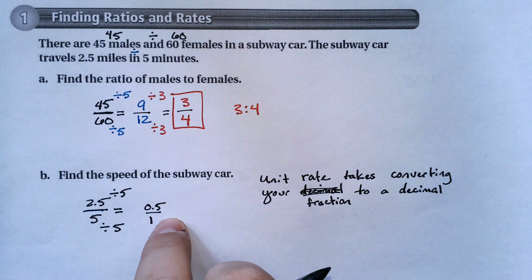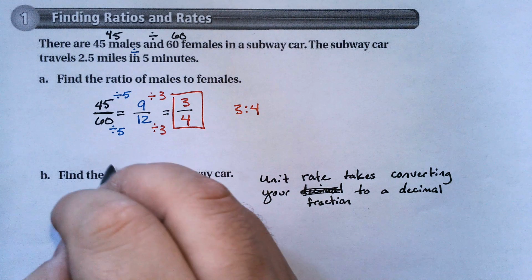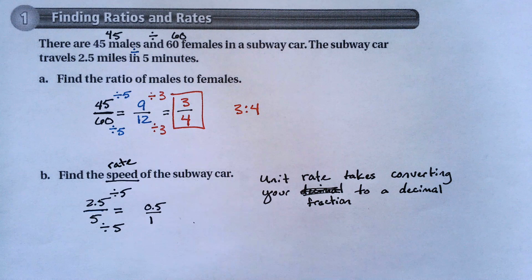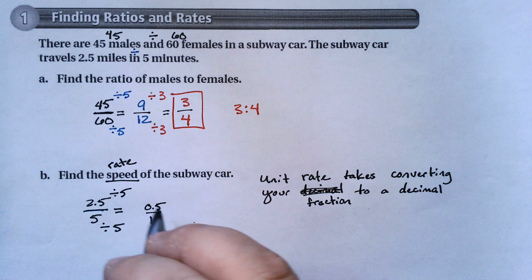So here is my ratio. The thing is, when you see the word speed, it always means give me an answer and a rate. Well, why doesn't it say that? It's one of those implied things. You just need to know that the word speed is a rate always. So we have 0.5 over 1. What I need to do is know what that is, and that's 0.5.